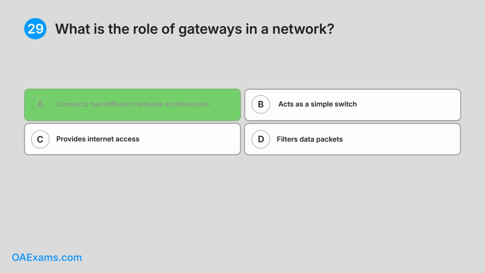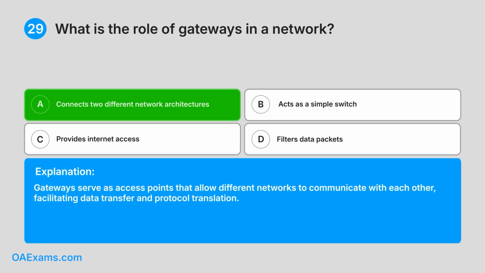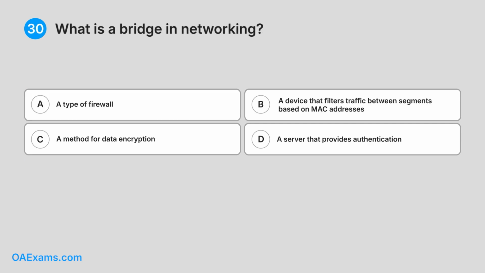Correct answer: A. Connects 2 different network architectures. Explanation: Gateways serve as access points that allow different networks to communicate with each other, facilitating data transfer and protocol translation. 30. What is a bridge in networking? A. A type of firewall. B. A device that filters traffic between segments based on MAC addresses. C. A method for data encryption. D. A server that provides authentication. Can you guess the answer?